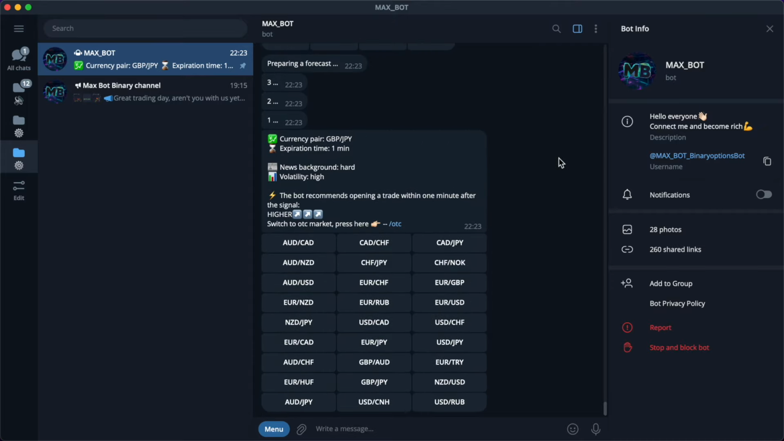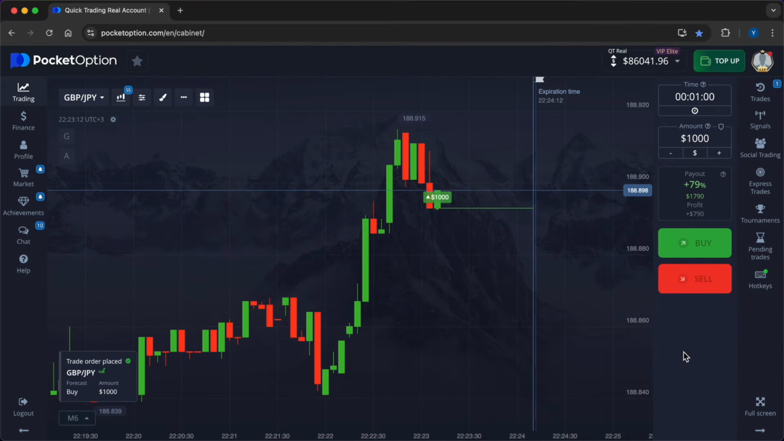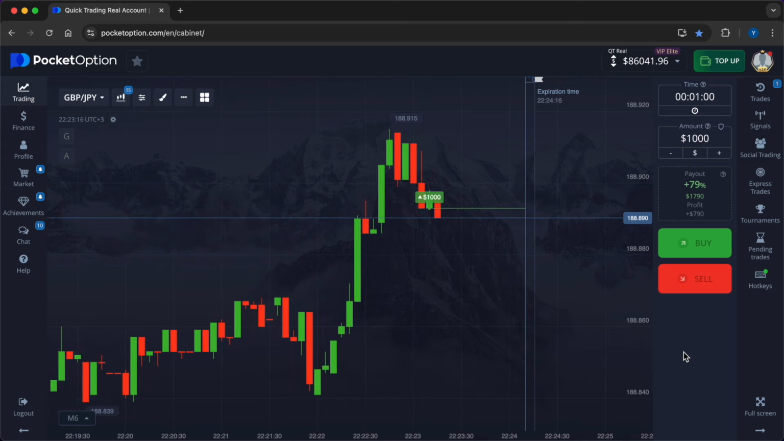The first signal from the bot is higher. The market entry point is $1,000. Currency pair British pound, Japanese yen. I will conduct all operations on 1 minute expiry time.